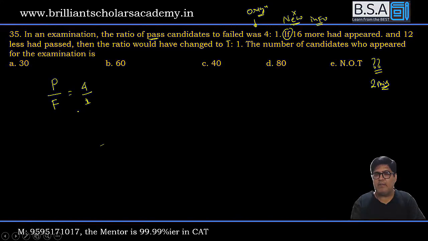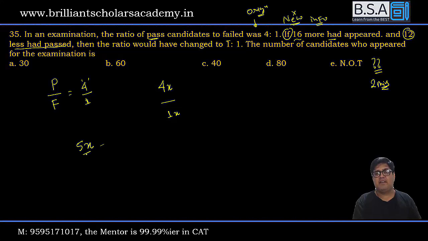What does this wording mean? 16 more had appeared the exam. 16 more people are going to go and write the exam. And 12 less had passed. There were some people who were passing the exam. Let us say those were 4x number of people. There were some who were failing the exam. Let us say 1x. So total number of people who appeared the exam becomes 5x.